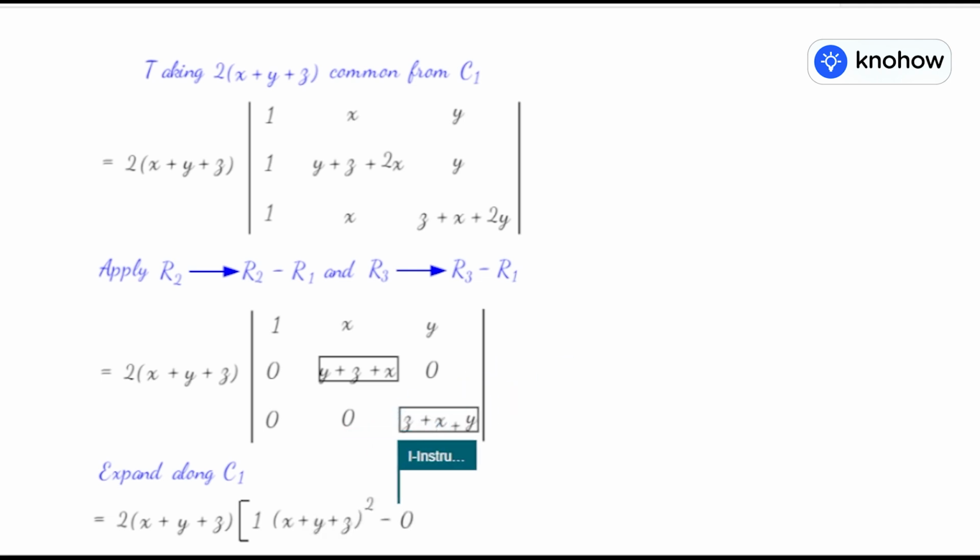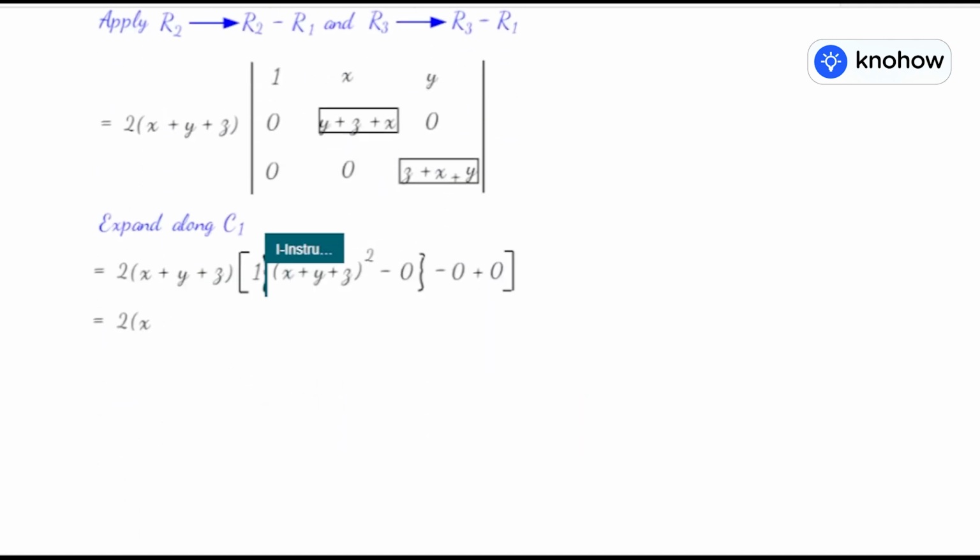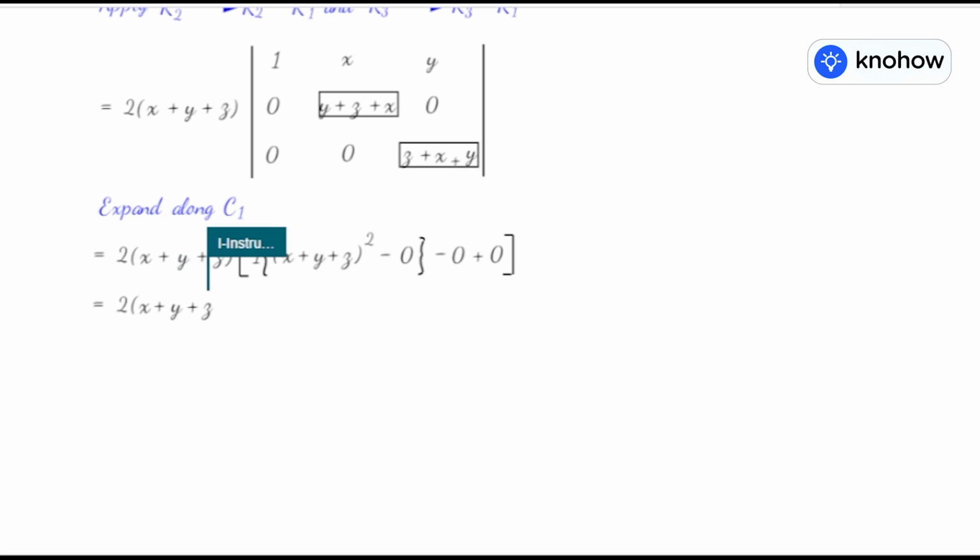So finally you get 2 times x plus y plus z, and inside the bracket also gives you x plus y plus z whole square, and here you get the answer as 2 times x plus y plus z whole cube, which is the required right hand side.